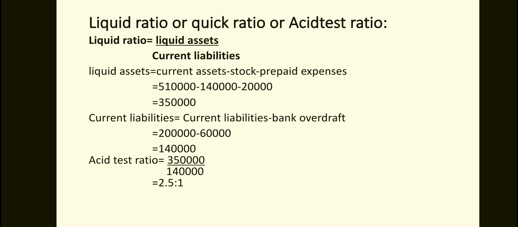What about the current liabilities? Liquid liabilities can be calculated using the formula current liabilities minus bank overdraft. Here current liabilities is 2 lakh rupees. Bank overdraft is 60,000 rupees. We have to deduct 60,000 rupees out of 2 lakh rupees. It amounts to 1 lakh 40,000 rupees. So with this information, we can easily calculate acid test ratio. We divide 3 lakh 50,000 rupees by 1 lakh 40,000 rupees. So the answer is 2.5 is to 1. So liquid ratio is 2.5 is to 1.